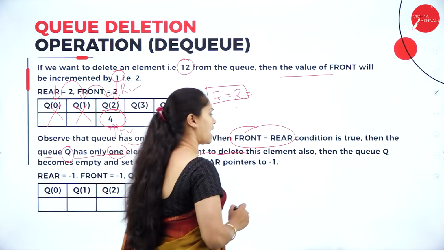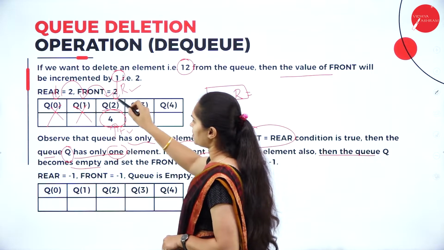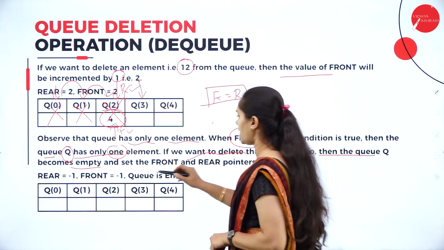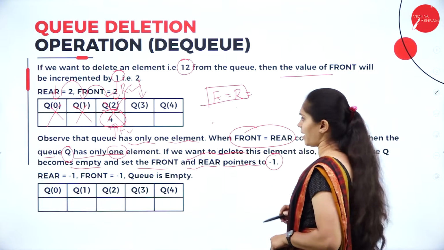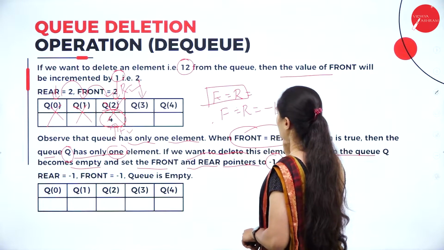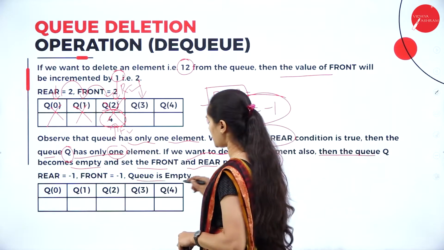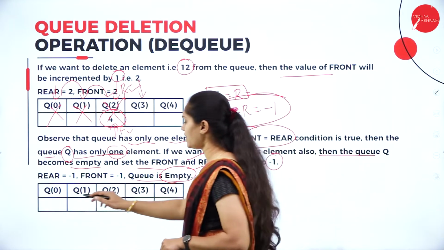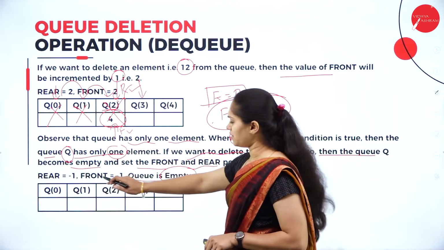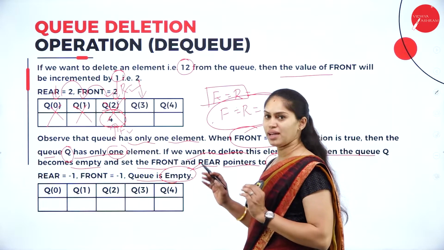If you wanted to delete this element, then the Q becomes empty. So now the front pointer will be incremented by 1, and this element is also going to be deleted. So we set the front and rear pointers to -1. If you don't have any elements, both front and rear pointers will be initialized to -1. At that time we can say that Q is empty. So if I delete all the elements from this Q, both the rear and front pointers will be indicating -1, and the Q will be empty.